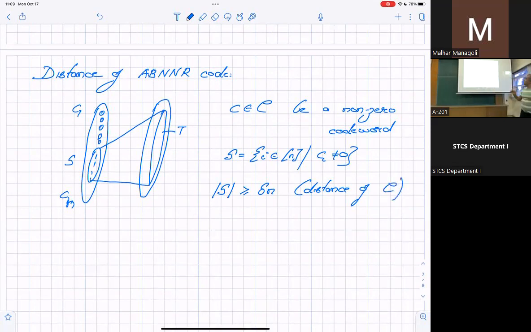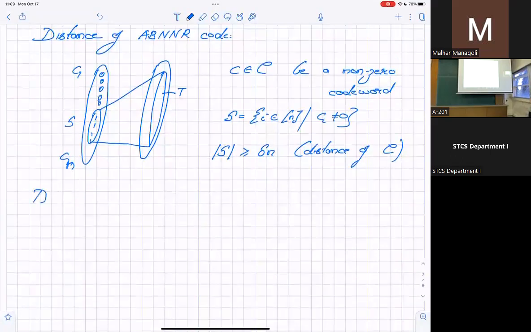In fact, for this code, all that is needed is the distance of C. So what do I need to show that the distance is large? If I show that every set of size at least delta n has a neighborhood of size at least beta n. Every neighborhood of any set of size at least delta n is of size at least beta n. That means a code which has distance delta on the left hand side translates to a code which has distance beta on the right hand side. For this property to be true, all you need is this dispersive property. So what the dispersive property is, is the following property.